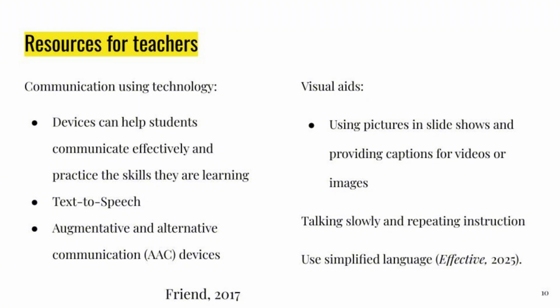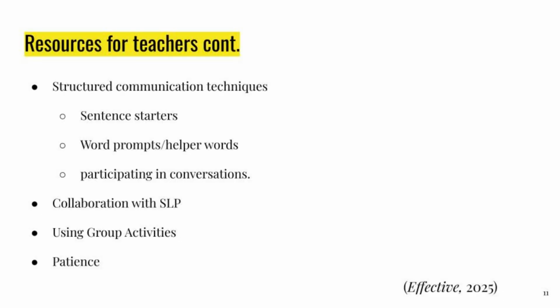It's important to remember that when working with students with speech-language impairments, that you use simplified language that they can easily understand. Each student with speech-language impairments may be at a different level. It's important to use language that reflects that level when interacting with them. Another resource that teachers can use is structured communication techniques. These techniques can include sentence starters, word prompts, and helper words, and should be used in class discussions to help students with speech and language impairments participate in conversations.